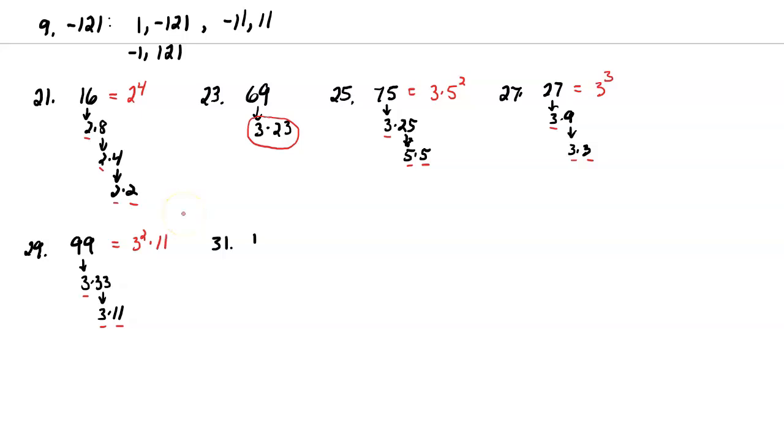Number 31, the number is 104. That's an even number. It's going to divide by 2. 2 times 52 is 104. 52 is an even number, so it'll divide by 2 again. 2 times 26. 26 is an even number. 2 times 13. And 13 is a prime number, so we stop. 2 times 2 times 2 times 13 is 104.